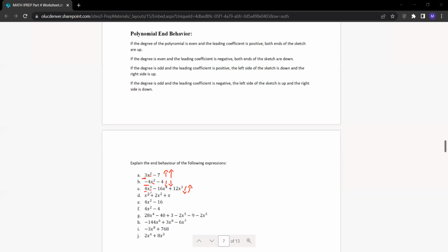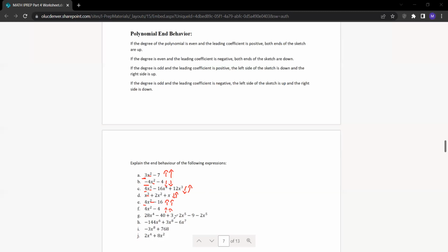Cool. So here we have a degree that is 3, which is odd, positive coefficient, because we have a coefficient of 1. So if it's odd and the coefficient's positive, then the left side's down, right side is up. And we have 4x squared minus 16. It's going to be both up. 4x squared minus 4. It's going to be the same thing.